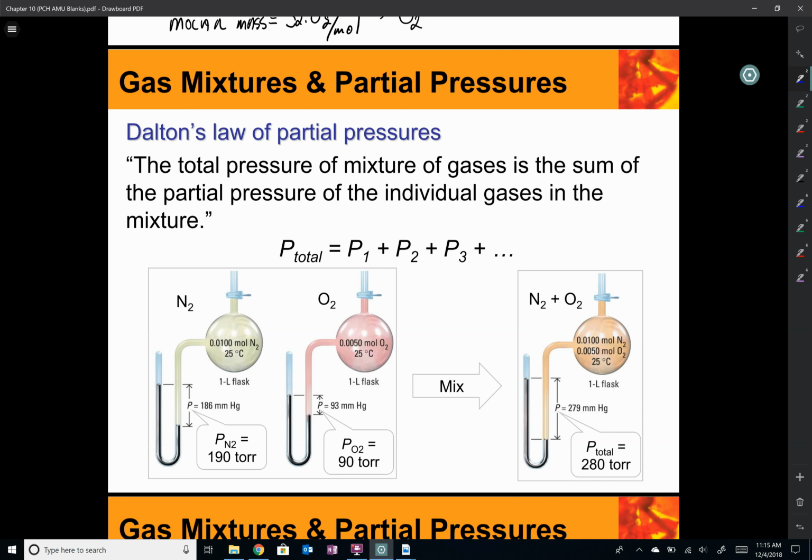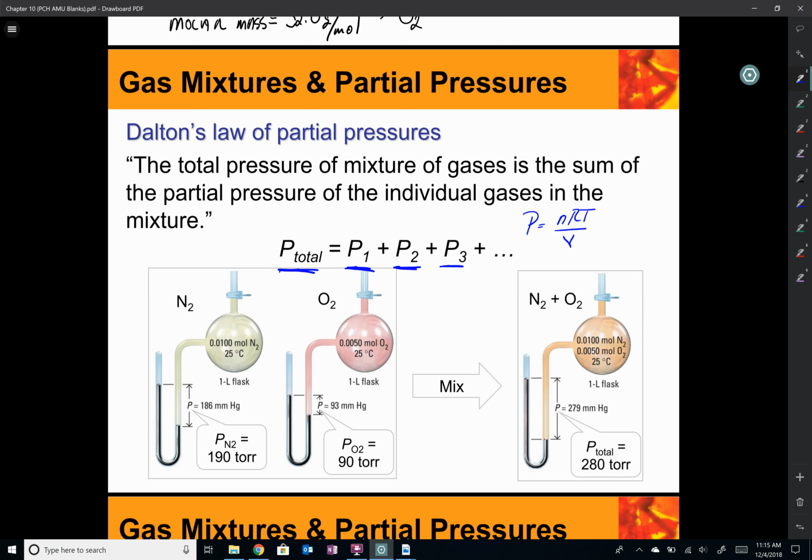And on the next slide, you're going to see there's some pretty complex looking equations. But here's the kicker, right? The total pressure of a mixture of gases is the sum of the partial pressures of the individual gases, right? So the total pressure, P total, is just equal to the sum of the individual pressures. Now the question is, can we calculate individual pressures? Well, sure, right? P equals nRT over V.